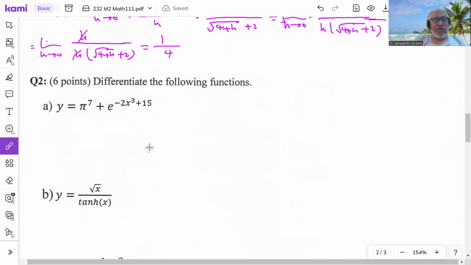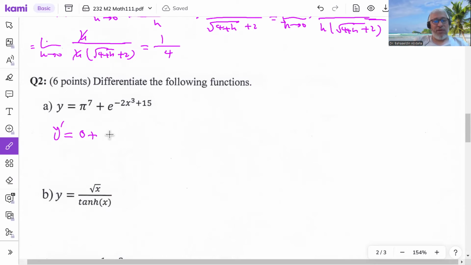Differentiate the following functions. Well, pi is a number, so pi to the power 7 is a number, so its derivative is 0. So you can write 0 plus, or you can just leave it.